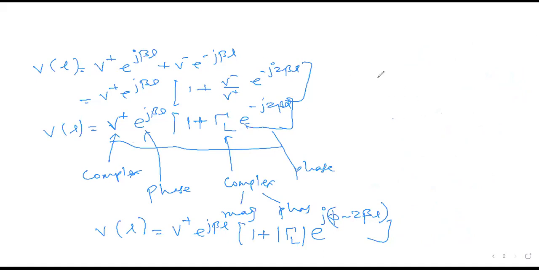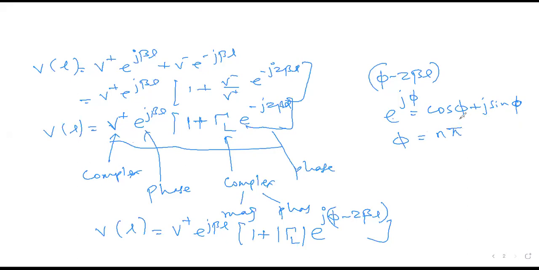So that means my phase, which is phi minus 2 beta L, and we know e raised to j phi is, from your basic mathematics, complex algebra, cos phi plus j sin phi, right? So when is this quantity going to be maximum? At which phi? If I say phi as n pi, what will happen?